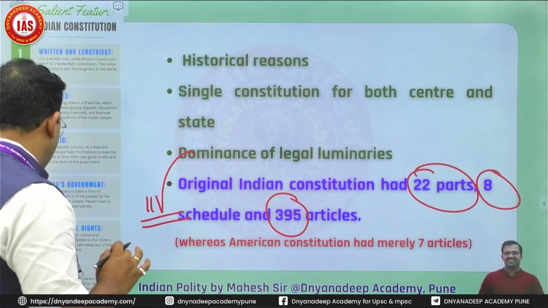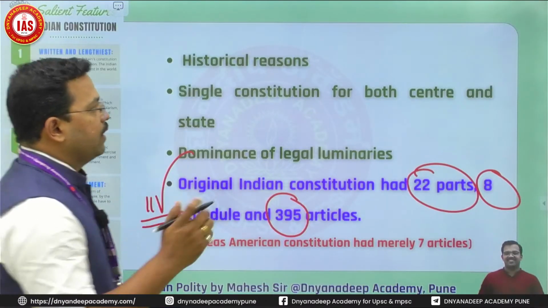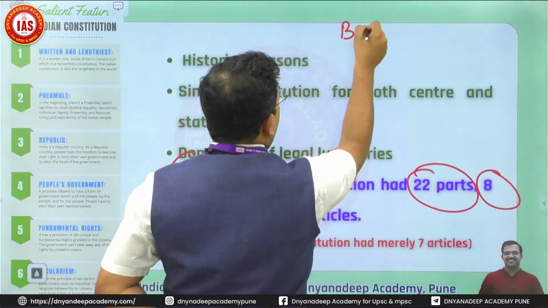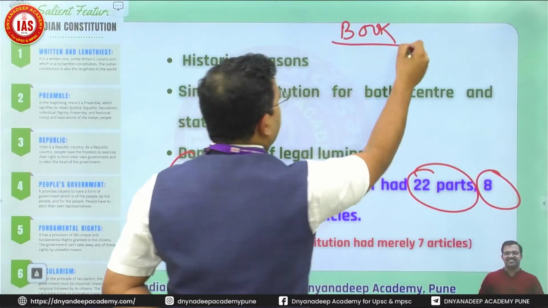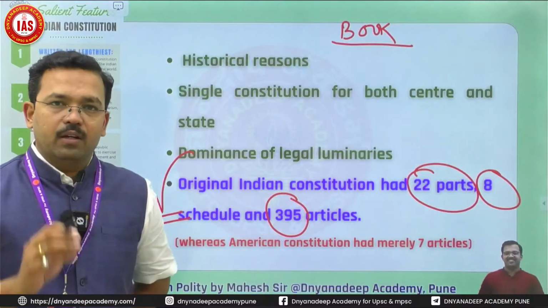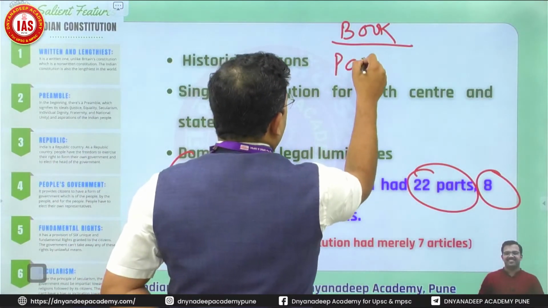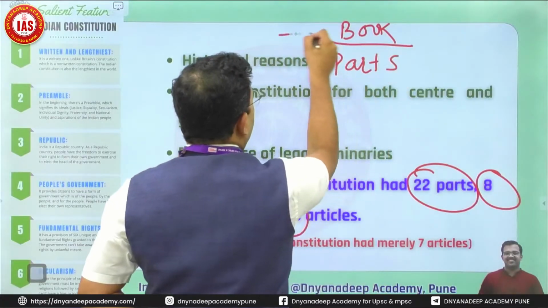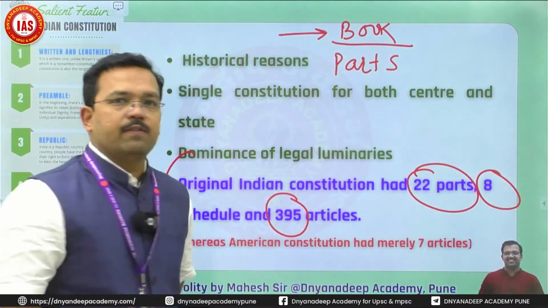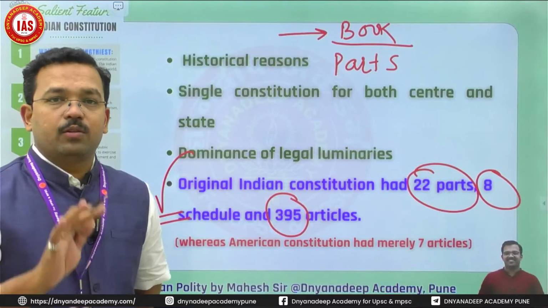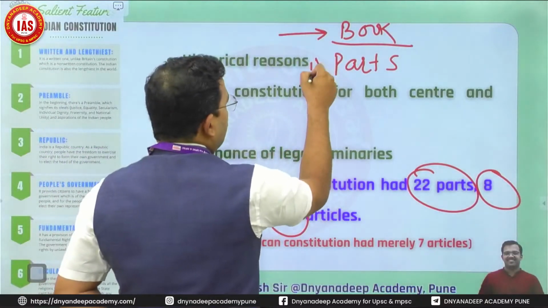Those people who do not know what all these things are: basically the Constitution is a kind of rule book. Every book has various chapters. So the Indian Constitution has various chapters, and these chapters are known as parts of the Indian Constitution.